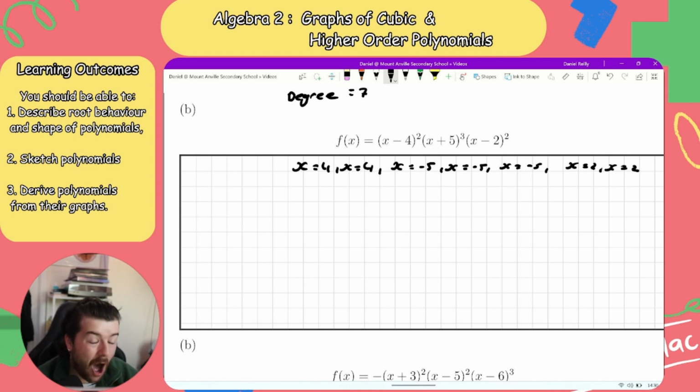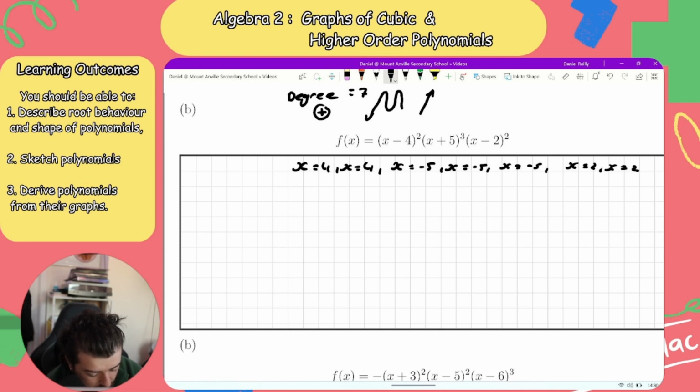That means the arms of my graph are going opposite directions. And then my leading coefficient is positive. So that means my right arm is going up and my left arm is pointing down. So my graph is roughly going to look something like this.